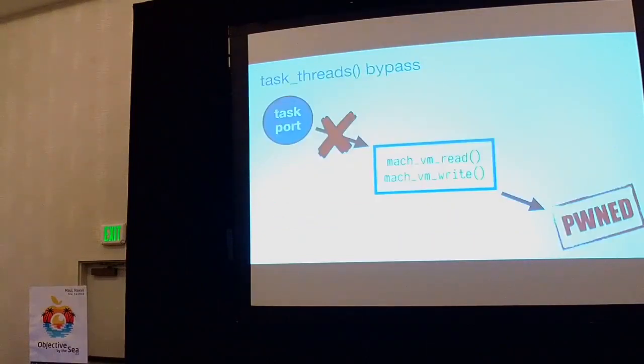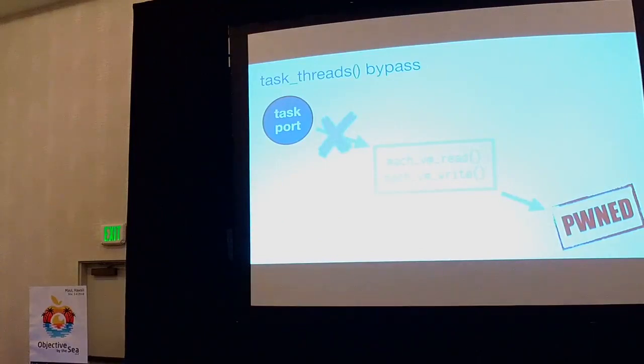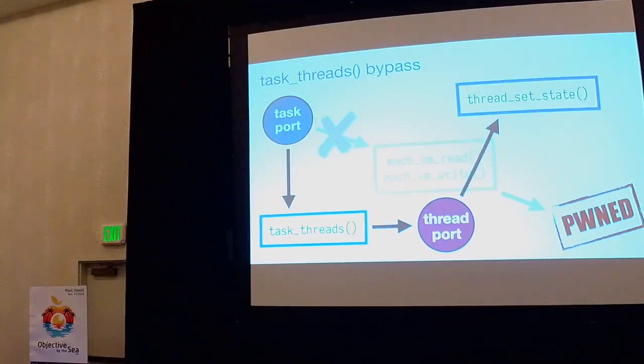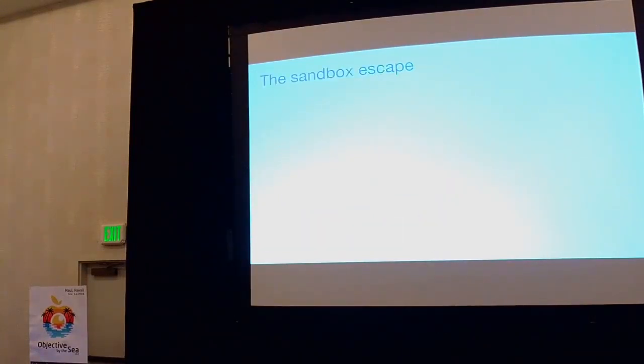So if we go back to our diagram from earlier, all we have to do is ignore the mitigated path altogether and instead call task_threads, which is not protected. And this is going to give us a thread port for one of Druid's threads. Once we have a thread port, we can call thread_set_state, which is again not protected. And then we have PC control. So at this point, we now do have a complete sandbox escape.